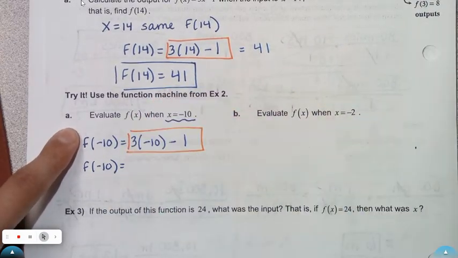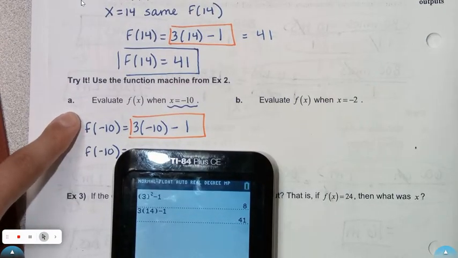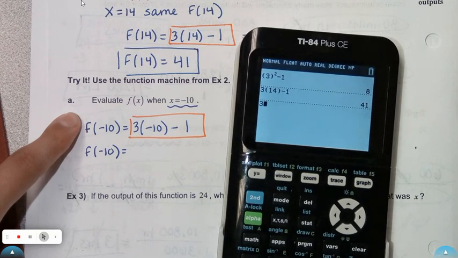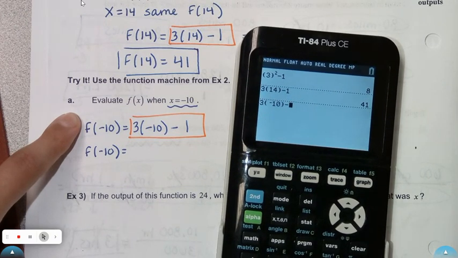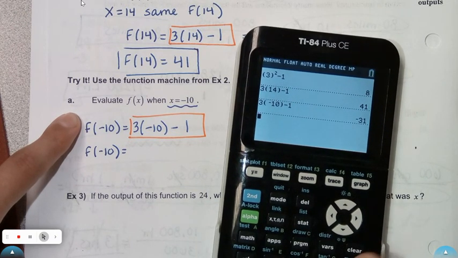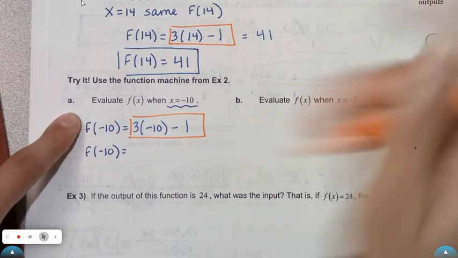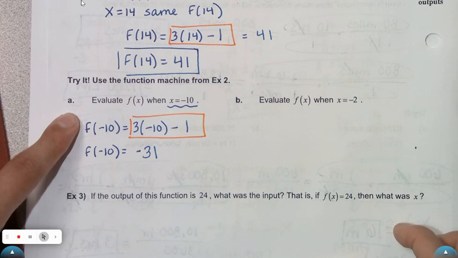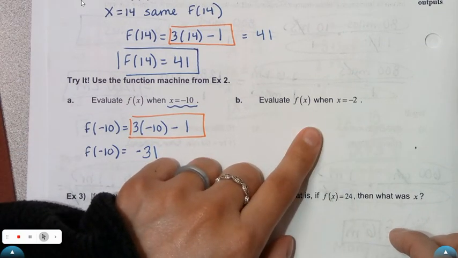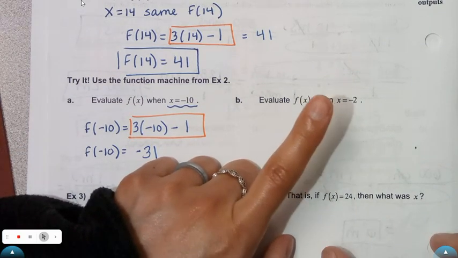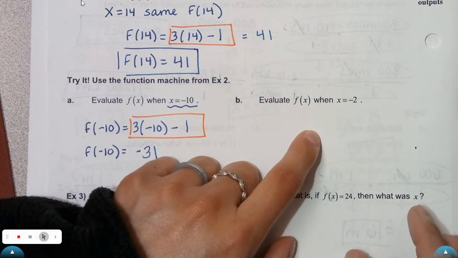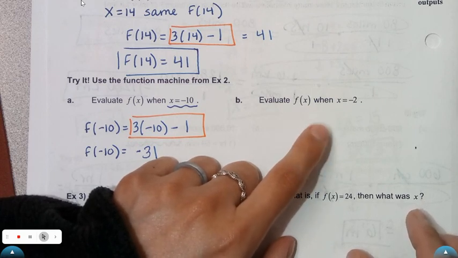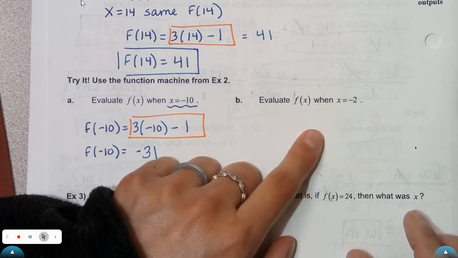This goes in your calculator. 3 times negative 10 minus 1. I got negative 31. For letter B, I want you to try it on your own. So if you want to pause right here, you can and try it. And then I'll show you what the answer is.